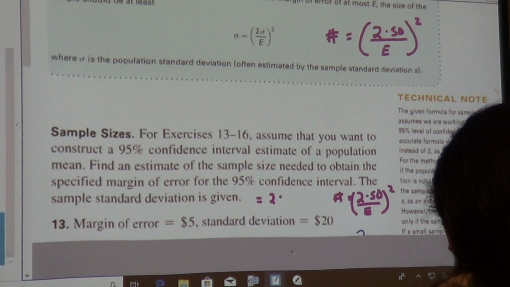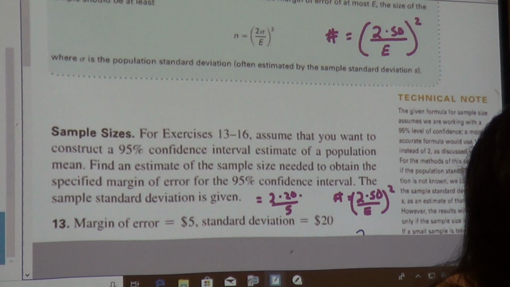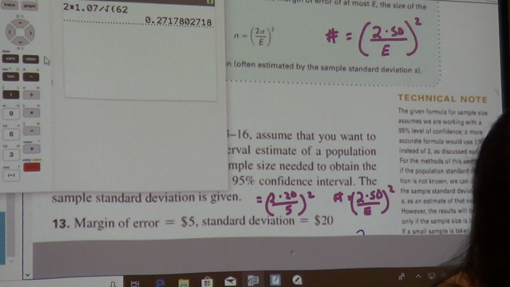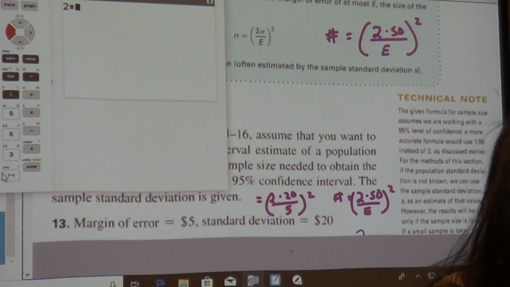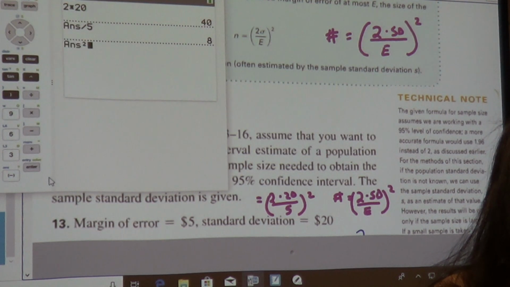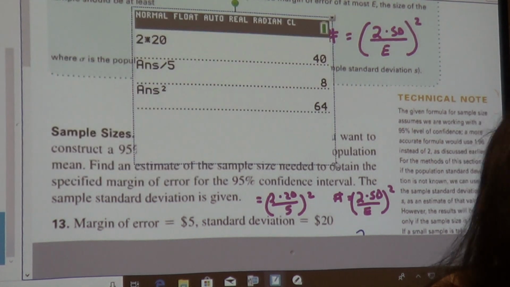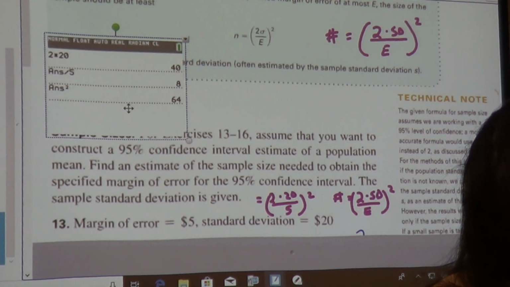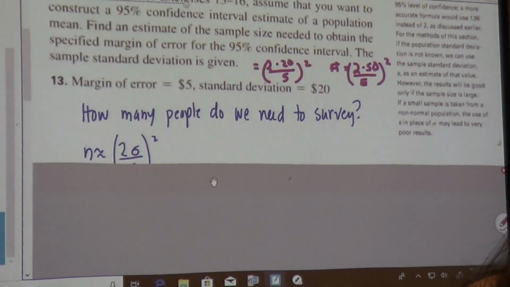So we're going to do 2 times 20 divided by 5, and then we're going to square it. So y'all, when I do this in my calculator, I do it in steps. I do the top, get an answer, divide it by the bottom, get an answer, and then square it. So that means you should ask 64 people. So in order to get the standard deviation error that you want, 64 people must be surveyed.